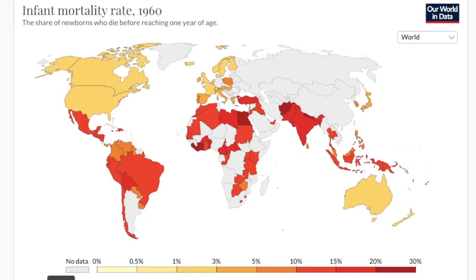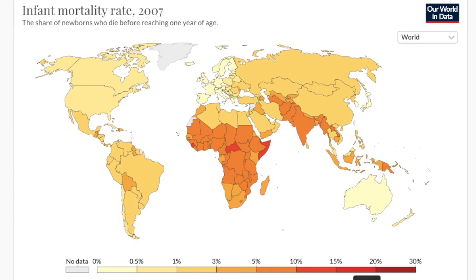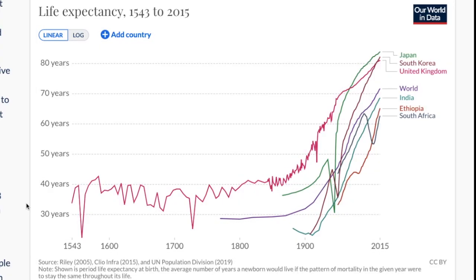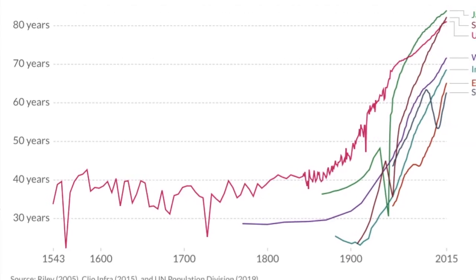And then when we look at this through time, we can see how Africa, Asia, the whole world is lowering their infant mortality rate, which is a great thing. The next term that's important when measuring population change is life expectancy, which is of course the average number of years a person in a certain place can expect to live. And let me show you why life expectancy is so important when you're measuring change in population. This chart shows us how life expectancy has changed over time from 1543 to 2015. And we can see for much of that time until the mid-1800s, life expectancy stayed at about 40 years. And then it skyrocketed all the way up to where it is today.